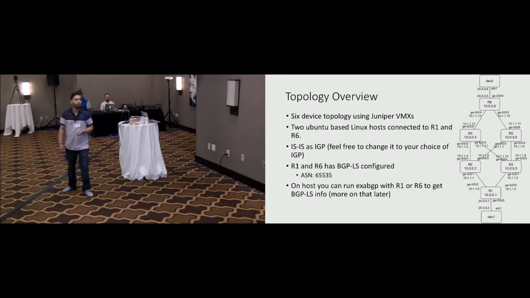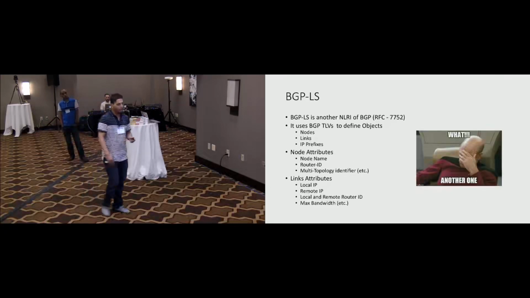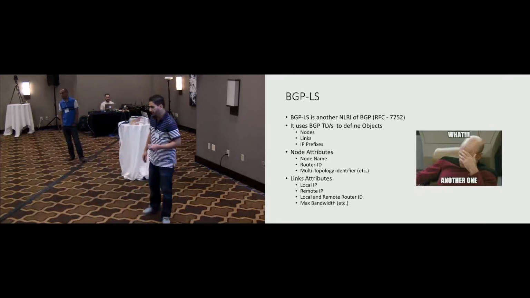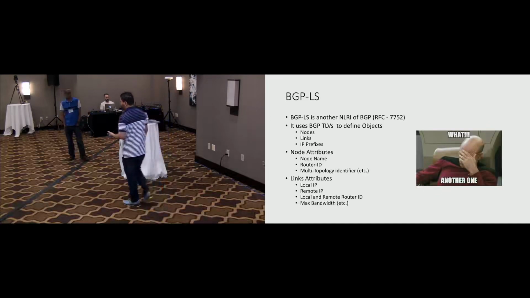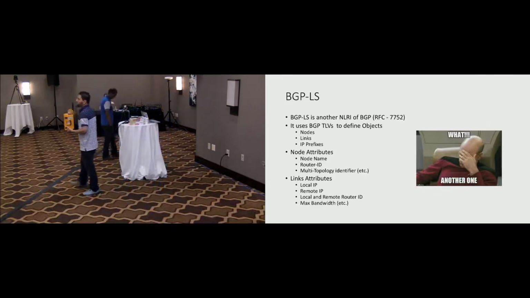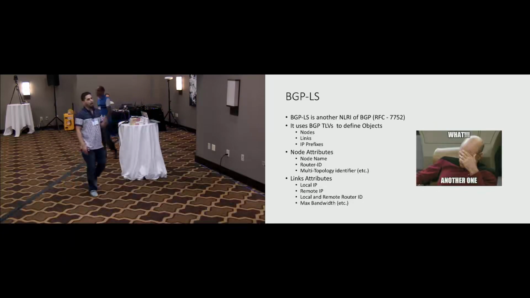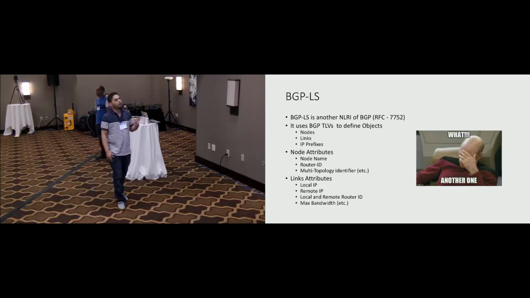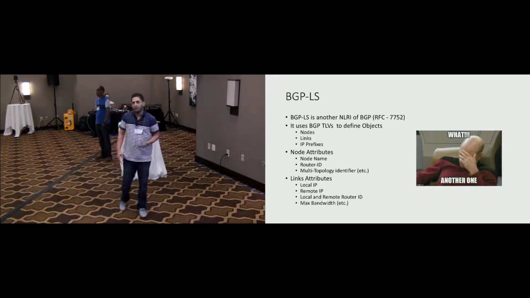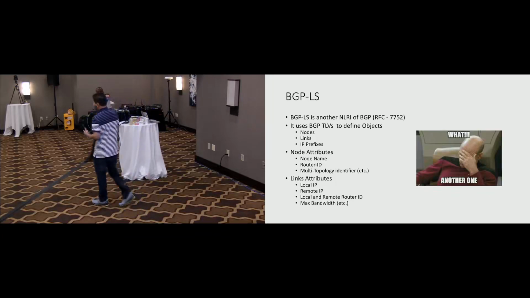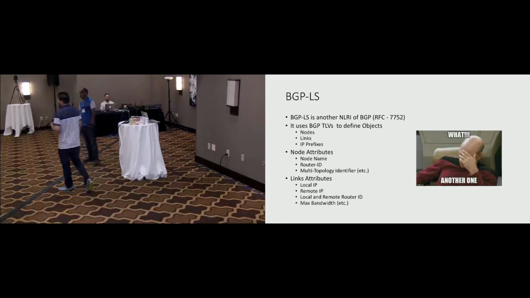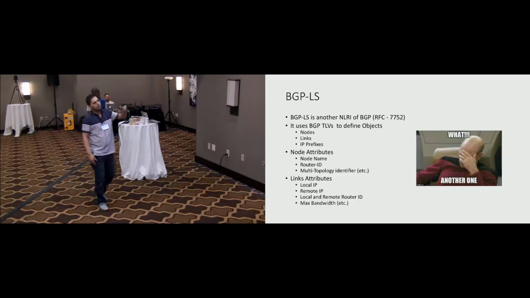Okay, cool. So BGP-LS. What is BGP-LS? BGP-LS is basically another NLRI of BGP, defined in RFC 7752. What it does is it uses BGP TLV fields to define objects, like nodes, links, and IP prefixes. And then it uses a new type of BGP path attribute to define attributes. It's a non-transitive optional attribute to define attributes of all these objects.